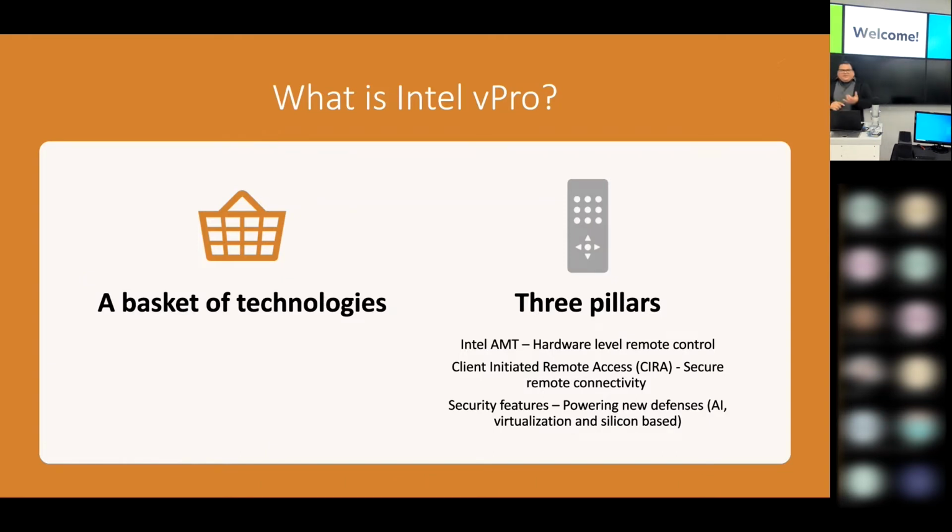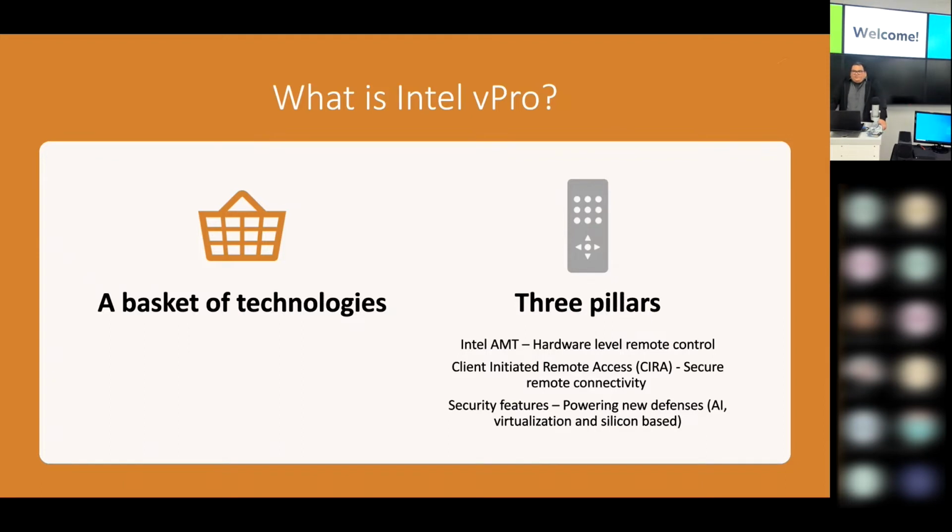The three pillars would be Intel EMT. That's how a lot of people would traditionally see Intel vPro. It's the remote management at a hardware level control of the system. Then we also have CIRA, which is client initiated remote access. That is the outbound secure tunnel that lets us manage those devices when they're off our premise.